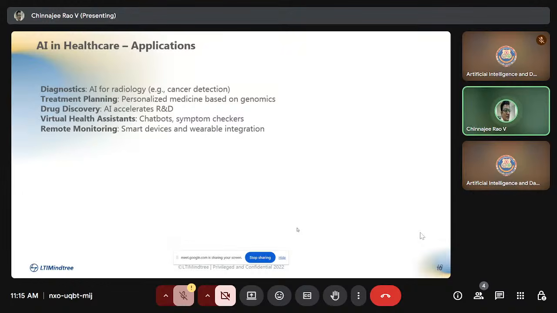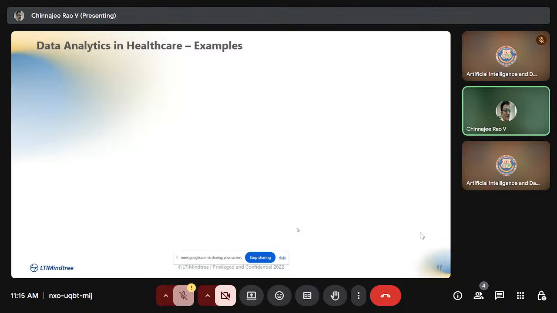Then remote monitoring. Once the surgery is successfully completed, the patient will be monitored remotely, okay, using smart, AI-based devices. Same way, that is what AI in healthcare is till now. Now, data analytics in healthcare examples.